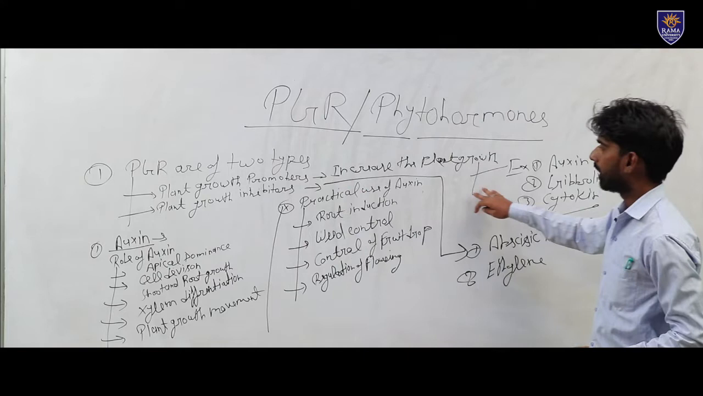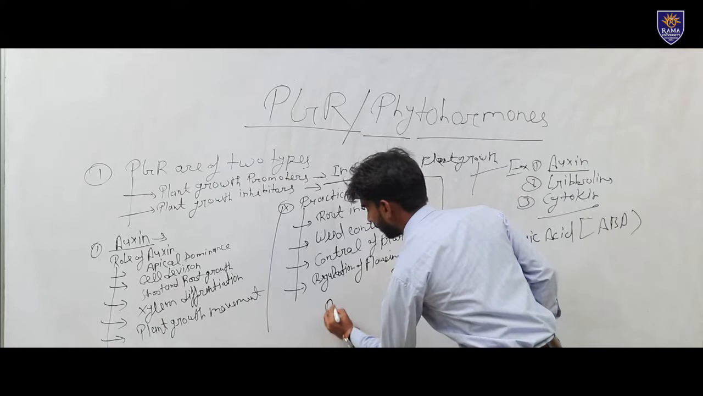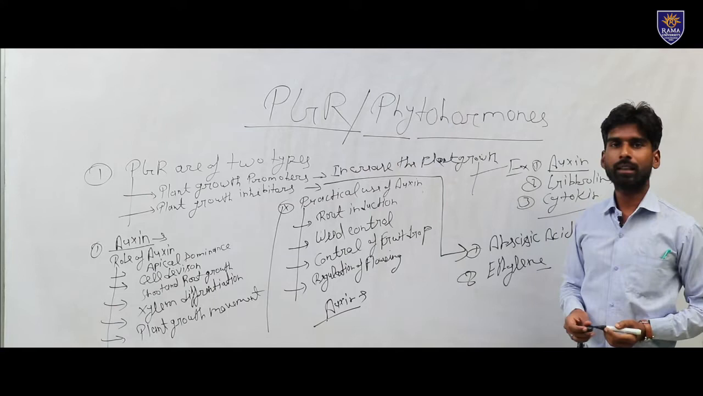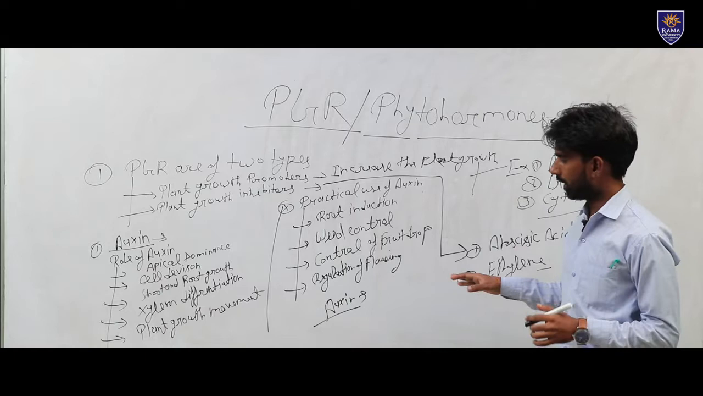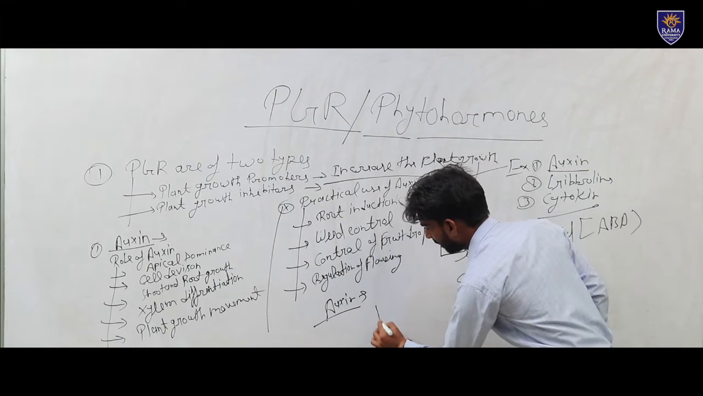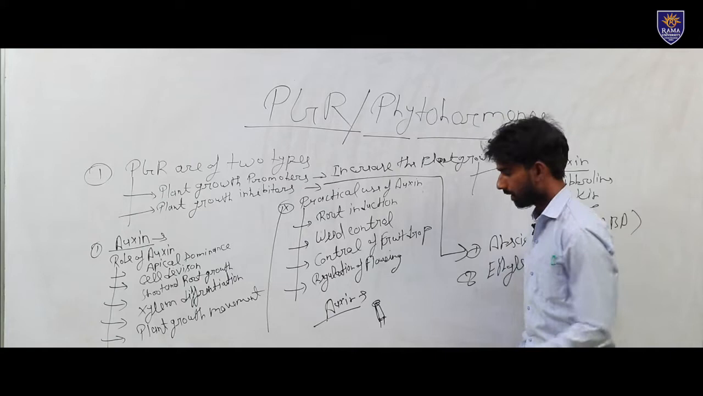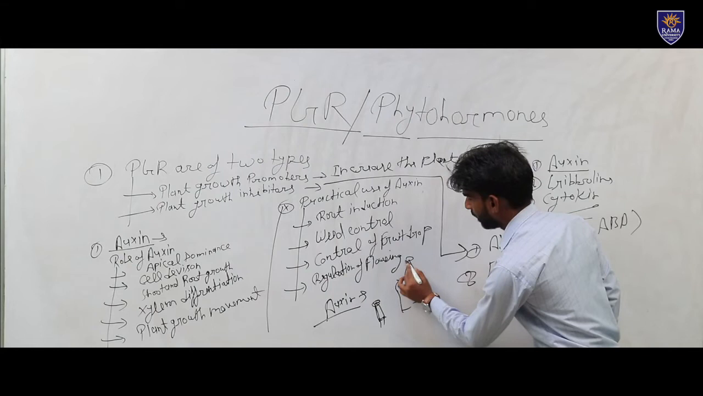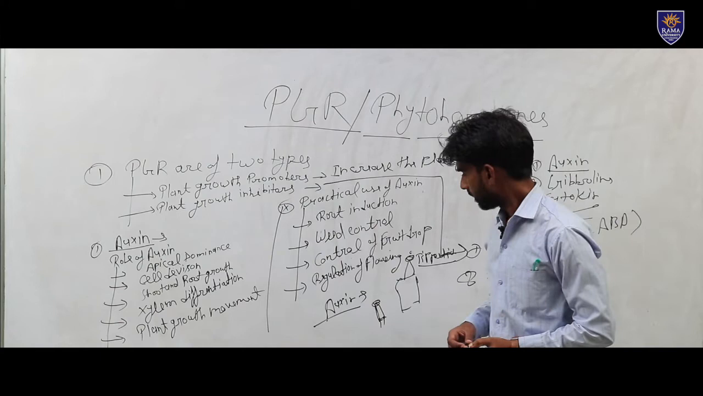First, I define auxin. What is auxin? Auxin was discovered by Charles Darwin in 1880. Charles Darwin used canary grass. When he practically used the canary grass, he took the tip portion of the plant. He used the tip portion of the plant.